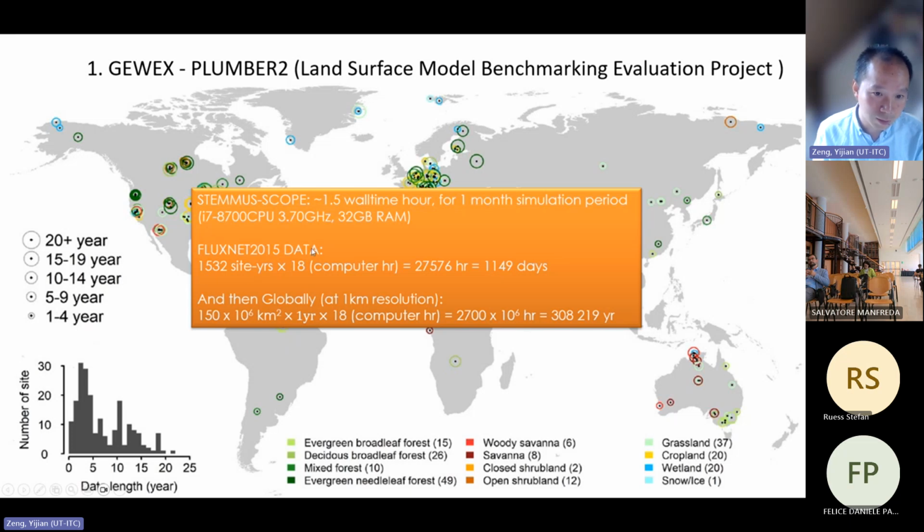Because the 170 sites are 1,532 site years, this is a lot of data to simulate. Using the original version of STEMUscope, it takes more than 3 years to finish. And if we want to run it globally, it's even more ridiculous.